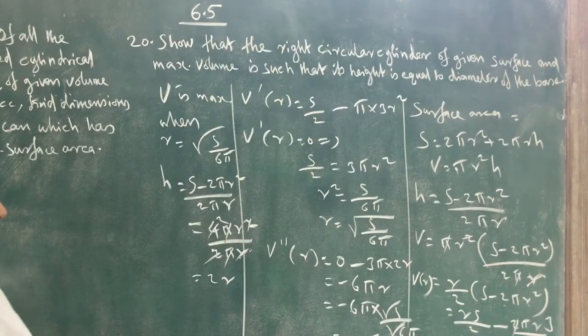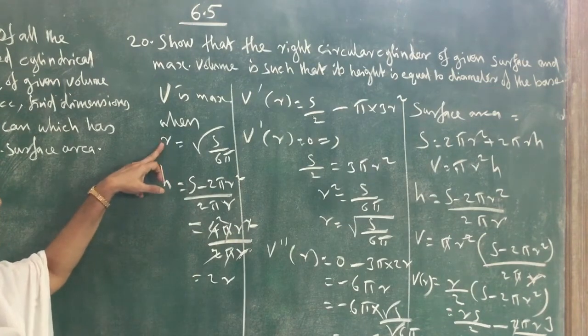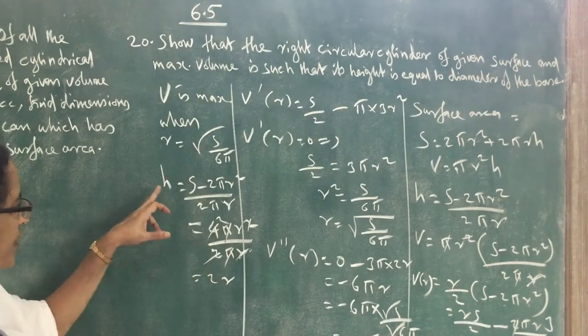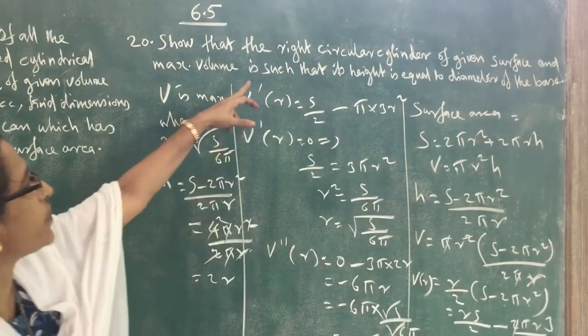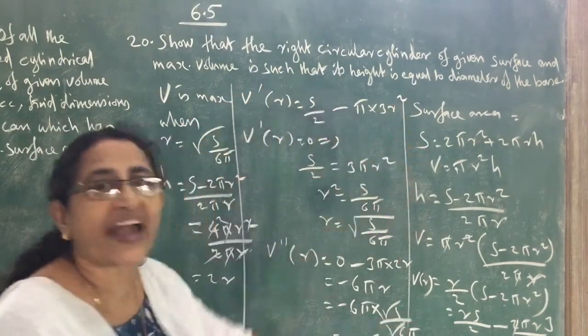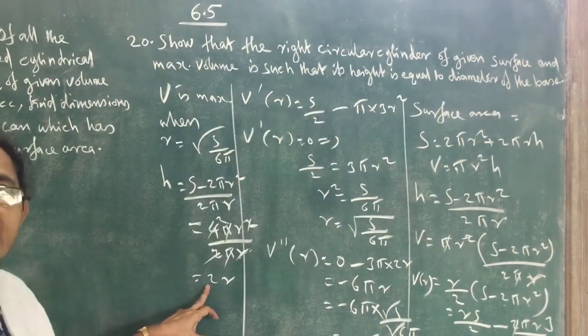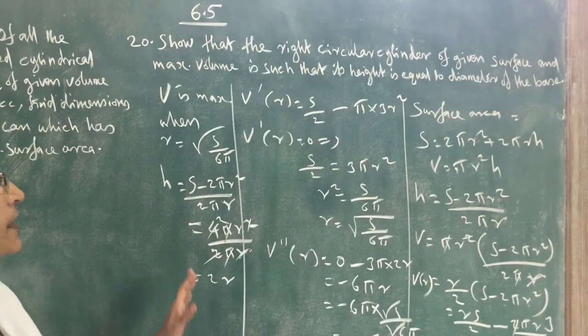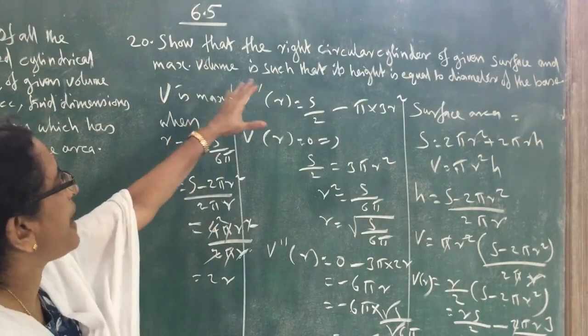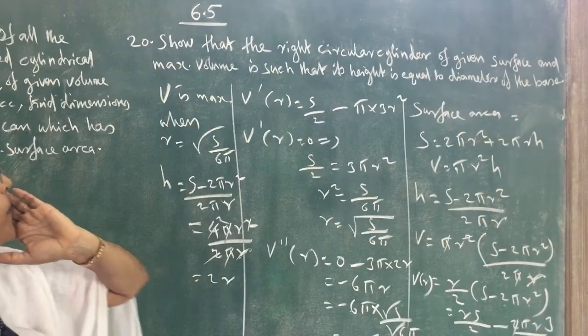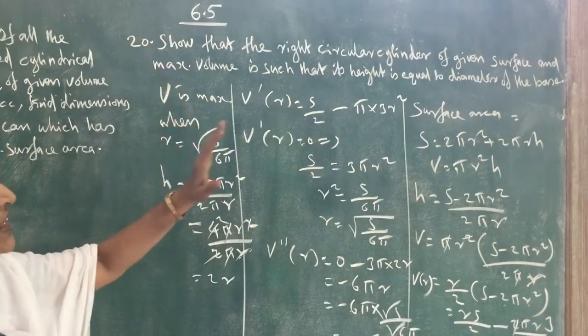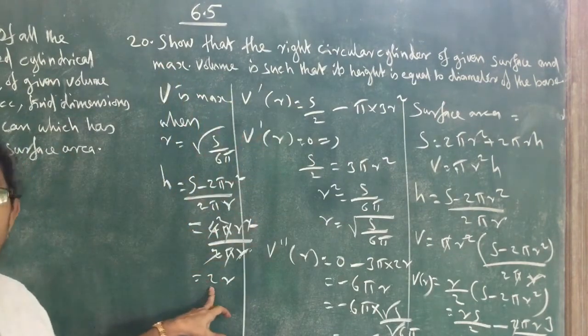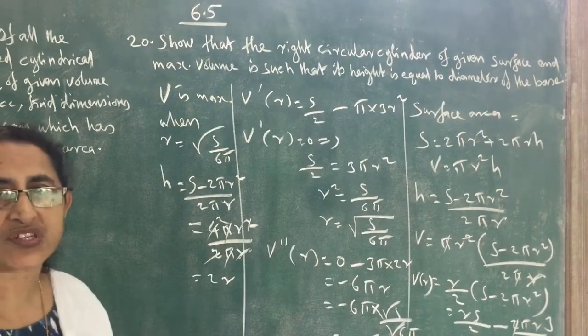Then write the answer. So we got r equal to root of S by 6 pi, and we got h equal to 2r. That is what we want to prove. Height is equal to diameter, 2r means that is the diameter. So we proved that volume is maximum when height is equal to 2r. So write the answer, conclusion.